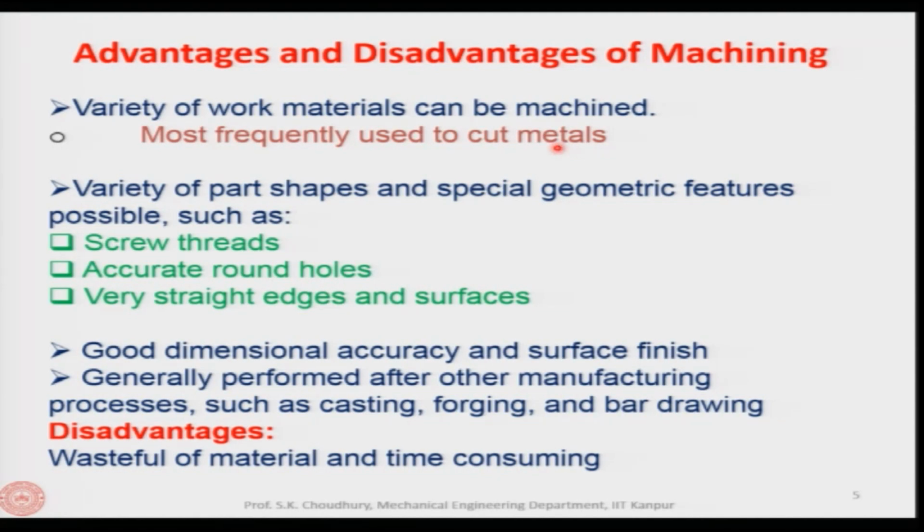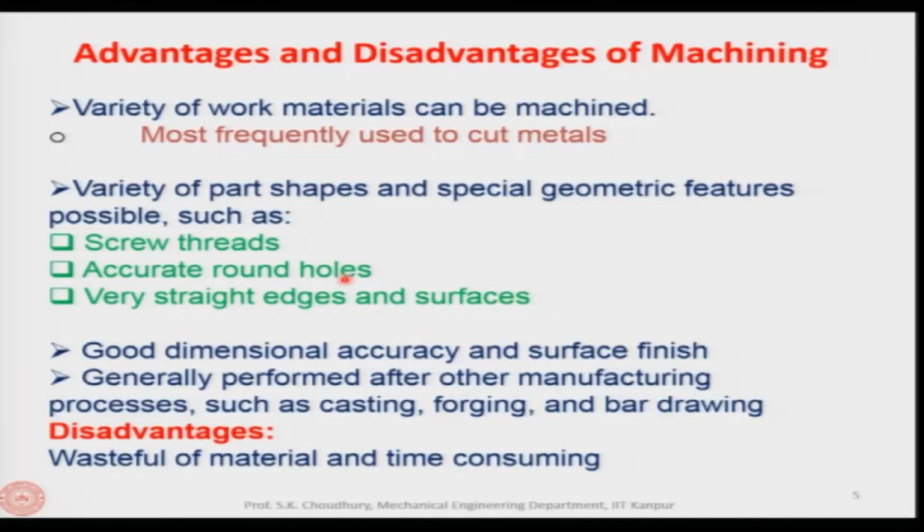All right. Now, the second point is a variety of part shapes and special geometric features possible, such as, for example, screw threads. Okay. Very precise screw threads are very difficult to get through metal forming or casting. Cold rolling is a process, but again the accuracy will not be very high, not as high as in the case of machining, for example.